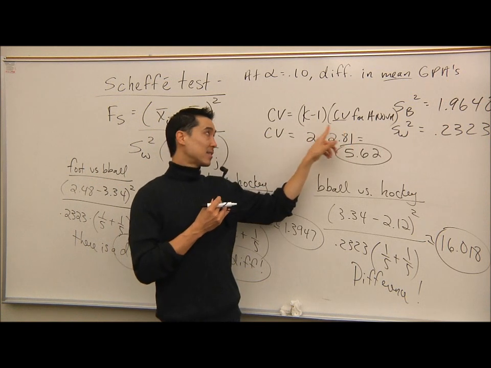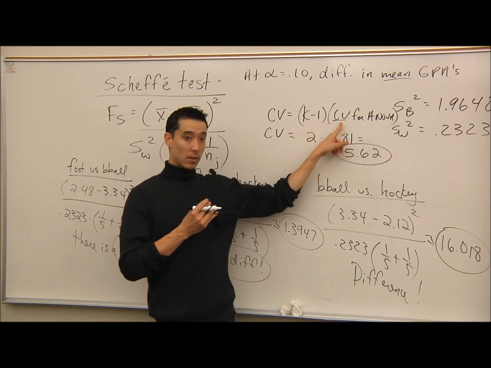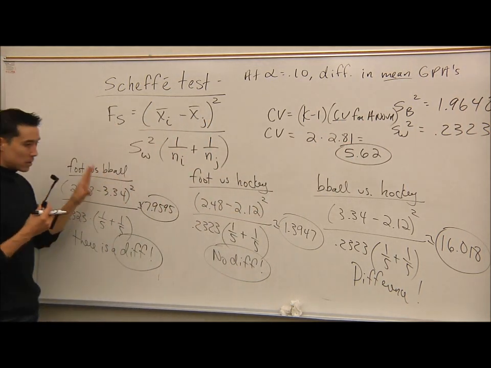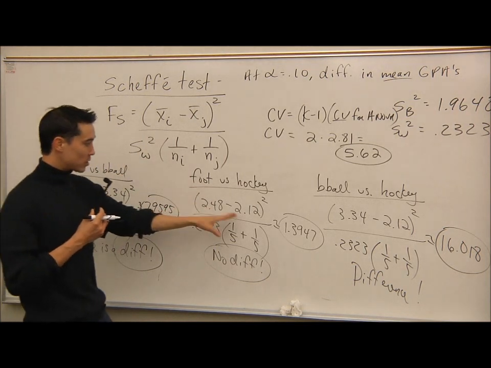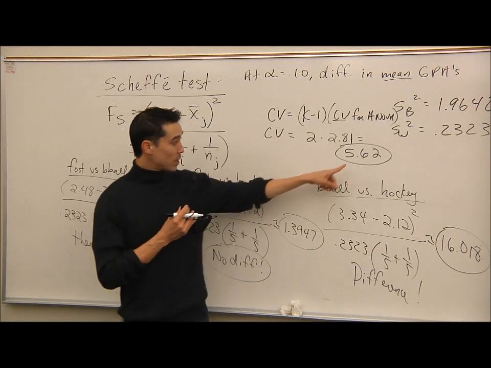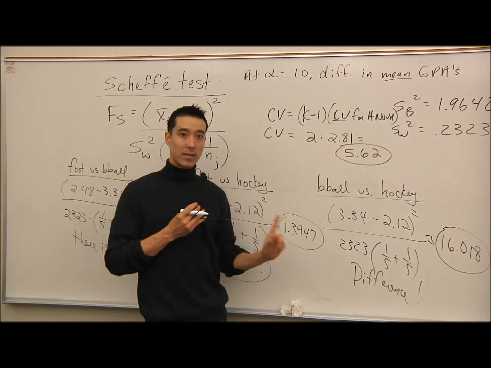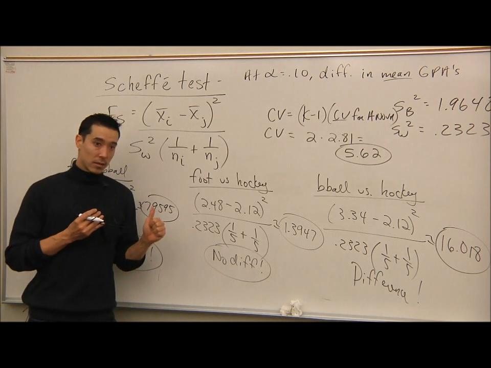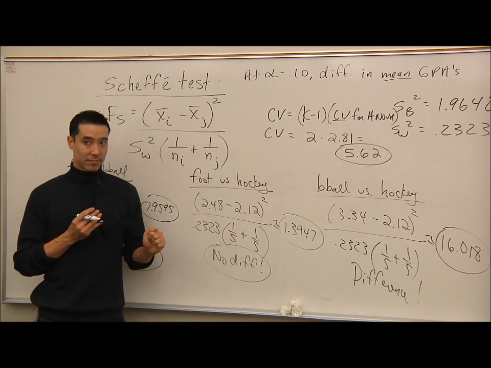For the Scheffé test, the critical value is K minus 1 times the original critical value we just used for ANOVA, and that came out to 5.62. Then you have to do each comparison: football versus basketball, football versus hockey, basketball versus hockey. Number crunch there, and if this number comes out bigger than that number, then there is a difference between those groups. There's definitely going to be one of these problems on your next test, definitely. Any questions?